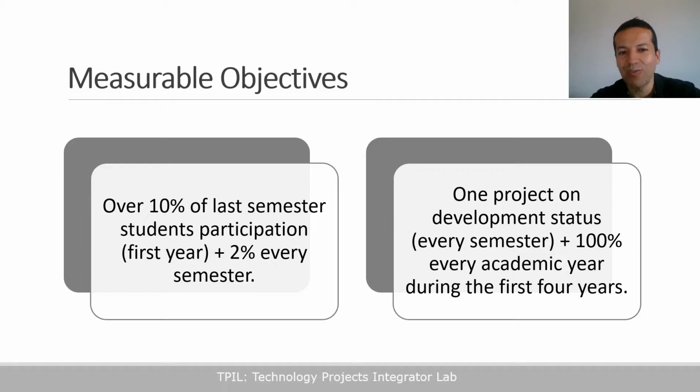Over 10% of last semester students will have an active participation in the development of technology projects using TPIL during the first year of working. The participation of students is expected to increase at least 2% every semester. At least one project will be in development status every semester from the first semester of execution of TPIL. The number of projects in development status will increase 100% every academic year during the first 4 years.